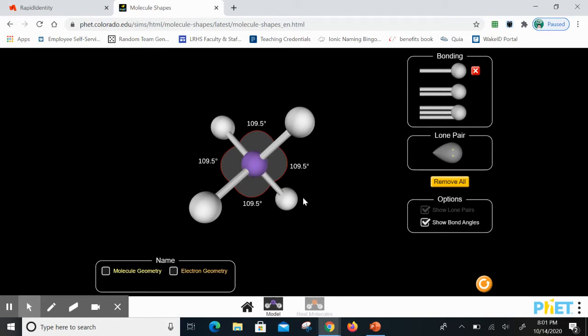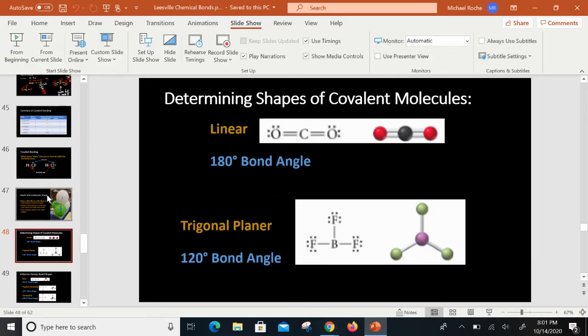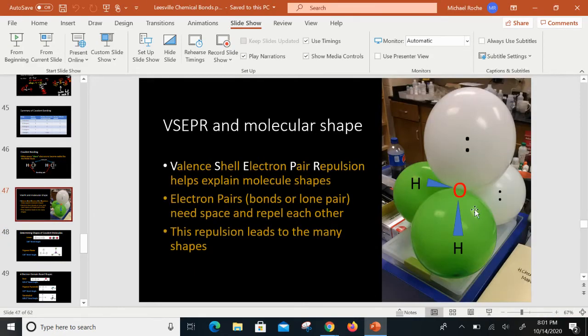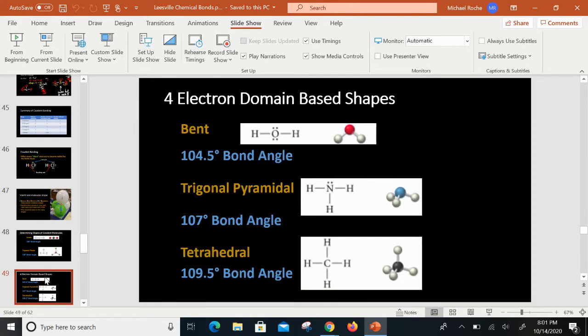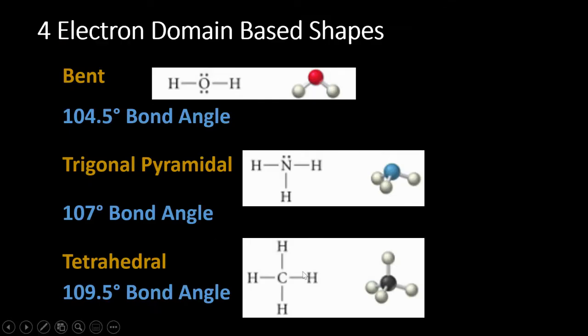And again, if you use balloons, you would see that that would happen with balloons. So if you put four balloons together, that's basically the same situation you would have. They would get as far away from each other as possible in three-dimensional space. So that's called a tetrahedral when you have four things like that around a central atom. If we introduce a lone pair, so take away one of these H's and put a lone pair in there, that lone pair still needs space from these electrons. And so because of that, it's called trigonal pyramid.